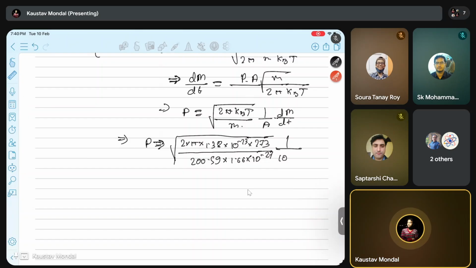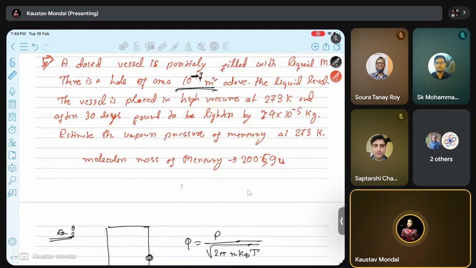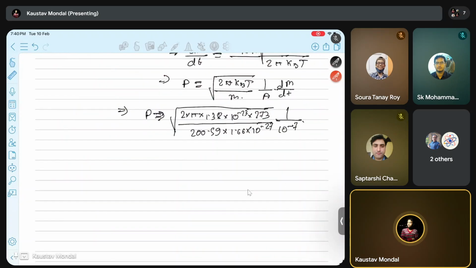Area is 10 to the power minus 7, right? dm/dt, that means the change of mass per day. So for 30 days, if the change of mass is 2.4 into 10 to the power minus 5, right? So it should be 2.4 into 10 to the power minus 5 divided by 30 into 24, since everything is in seconds.